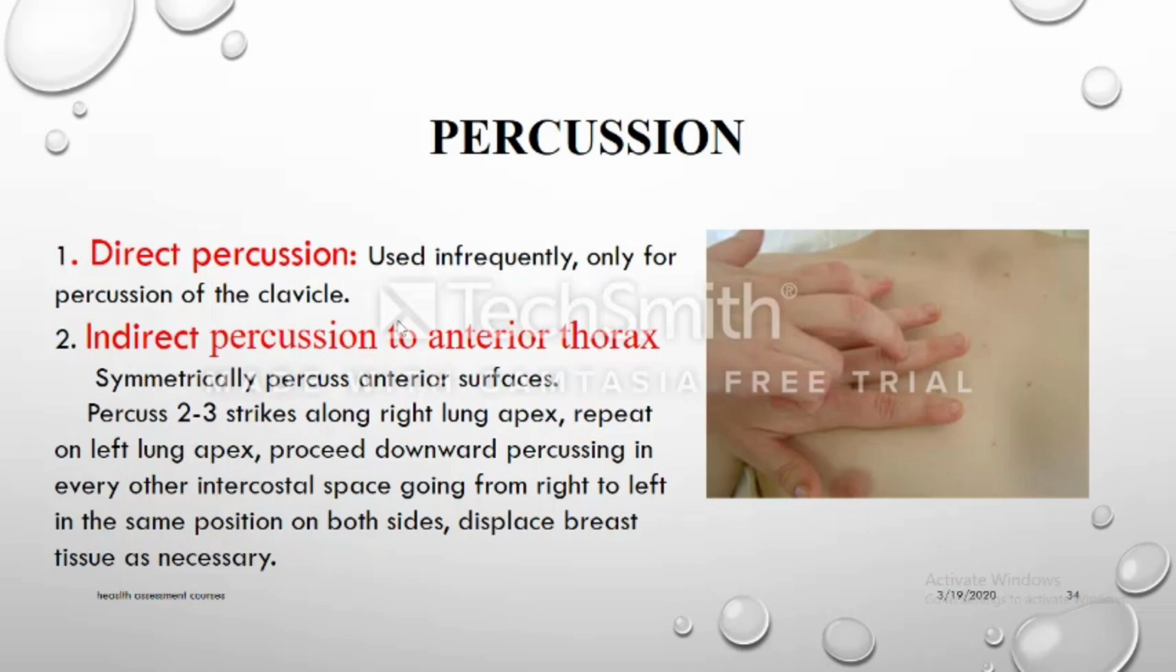2 to 3 strikes along right lung apex, and we will repeat on left lung apex. We will proceed downward percussing in every other intercostal space, going from right to left in the same position on both sides.